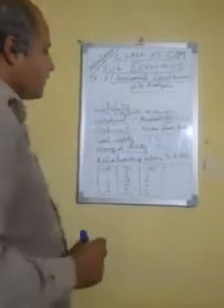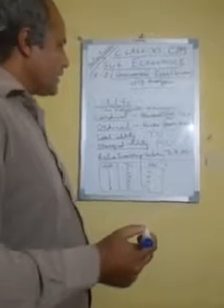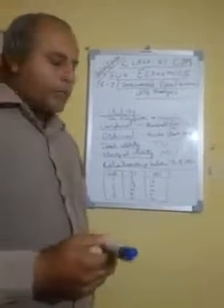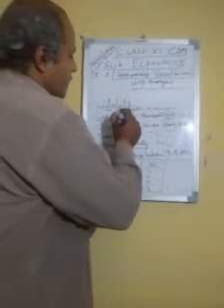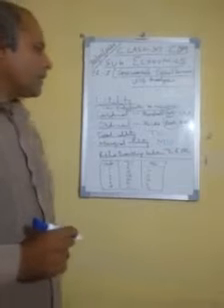Starting with the first topic, that is utility. Utility means want satisfying power. This means this marker is useful for me for writing on the whiteboard. So the use of this marker for me is for writing purposes. But can satisfaction be measured? Yes, it can be measured.